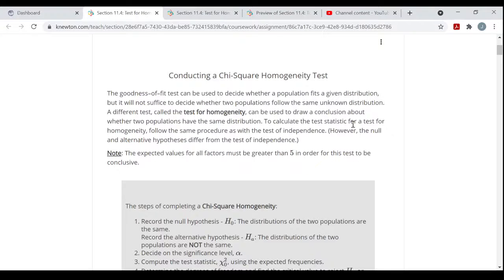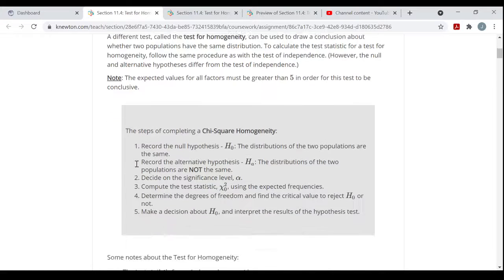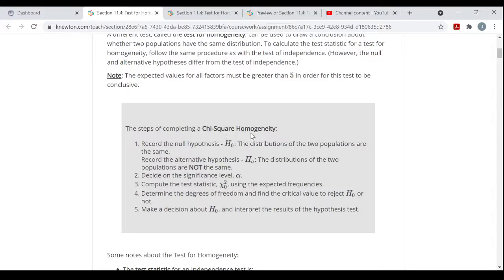To calculate the test statistic for a test for homogeneity, follow the same procedure as with the test of independence. The only difference, however, is that the null and alternative hypotheses differ from the test for independence. That's the only thing that's really going to be different: what hypotheses are being tested. And a note, the same note that came up in the test for independence, is that the expected values for all the factors must be greater than 5 in order for this test to be valid or conclusive.